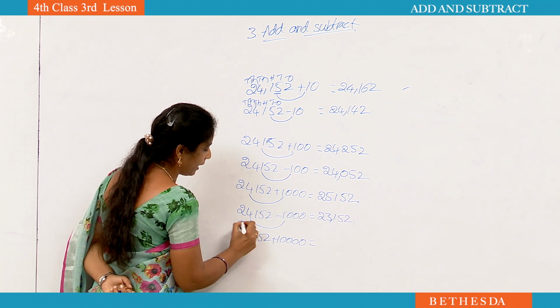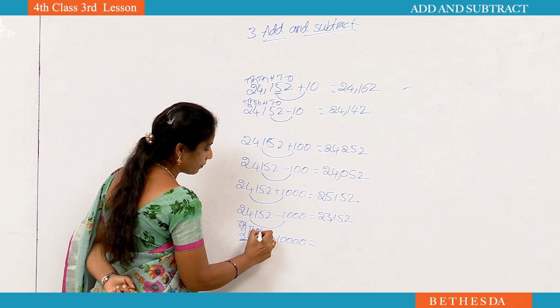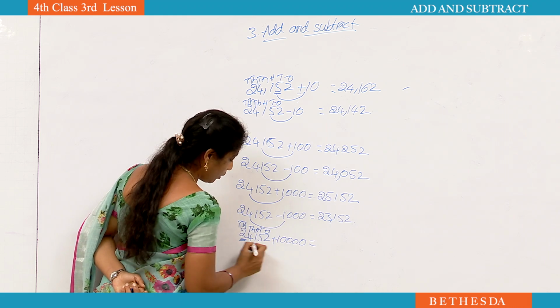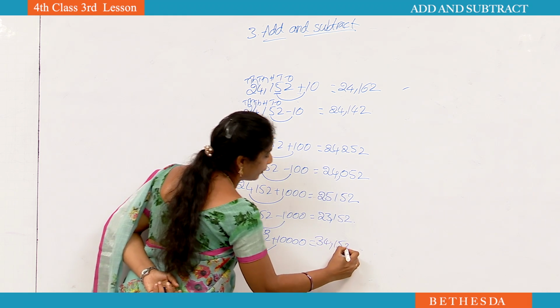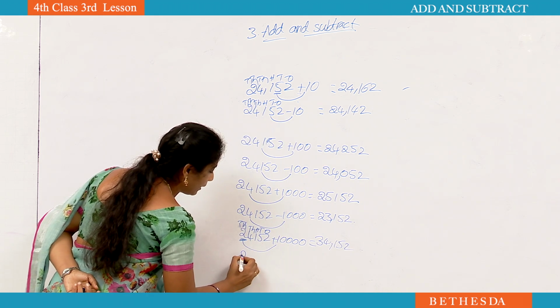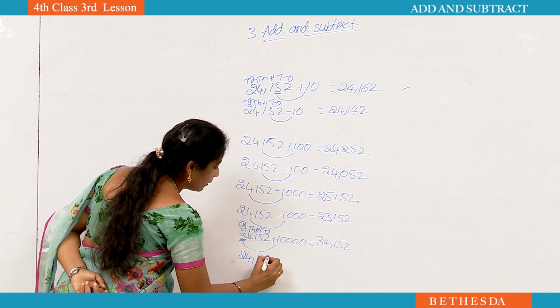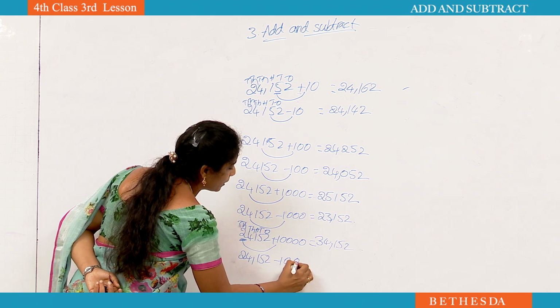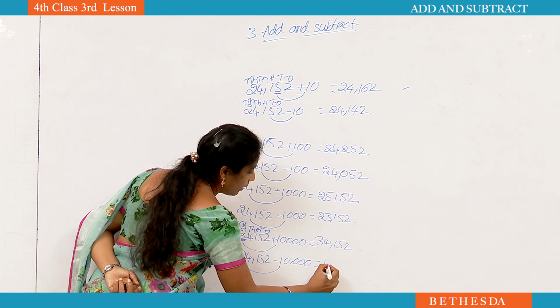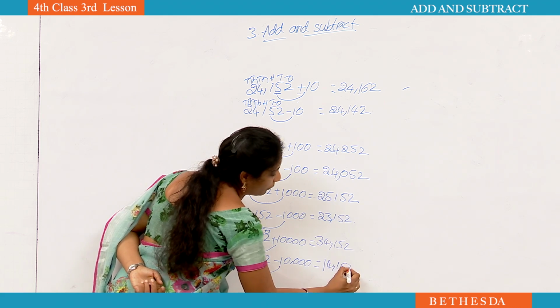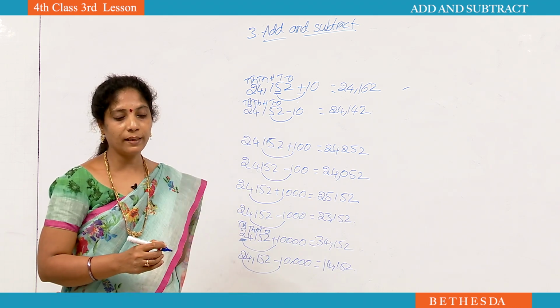Now if you add 10,000 to any number, which number will change? Only the ten thousands place number will change. See, now 2 plus 1, 3. 34,152. If you subtract 10,000, only the ten thousands place is subtracted. 2 minus 1, 1. 14,152. Did you understand that?